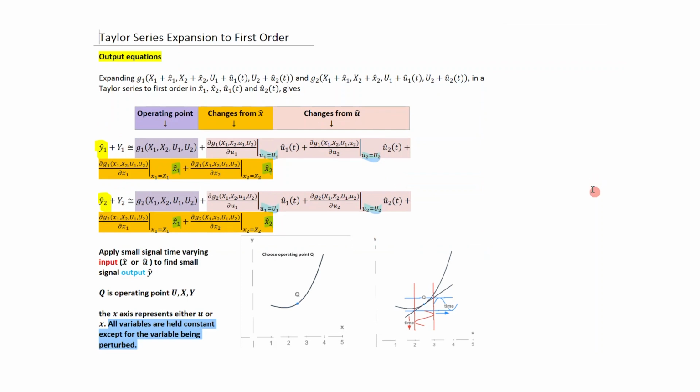All right, what about the output equations? Well, very similar. Essentially, what we're going to do is expand this function to first order. And so there's an operating point, there's y1 plus y hat. This is the operating point, changes of x, and these are the changes with respect to u.